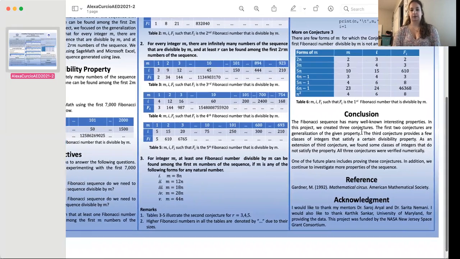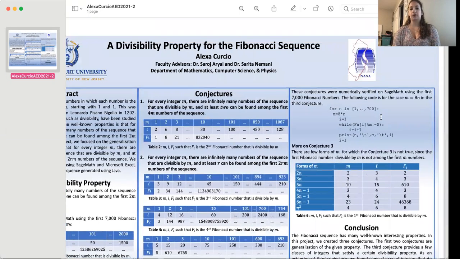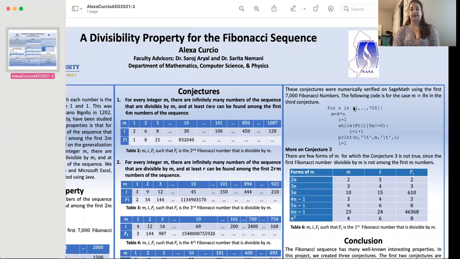We're going to go to the third column here. This research project was based on this coding. So as you can see, for n in a range that goes along with the 7,000 Fibonacci numbers, and we did m equals 8n. Also, you can use it for the first two conjectures and the well-known property by removing m equals 8n and writing for m in, and then picking the range that works for the 7,000 Fibonacci numbers.